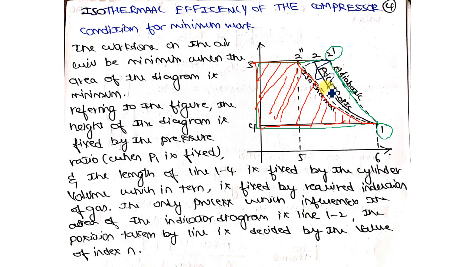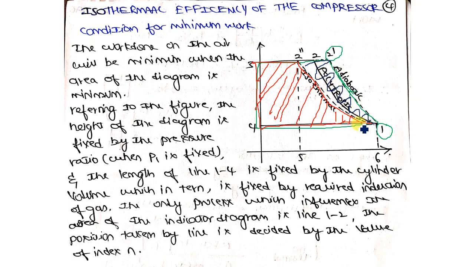All this area is extra, which is extra work which you are providing to the system. Why? Because you want to carry out the process from 1 to 2 in an adiabatic way. But if I go with the process 1 to 2 to be in the isothermal way, it could save this much amount of work, guys.